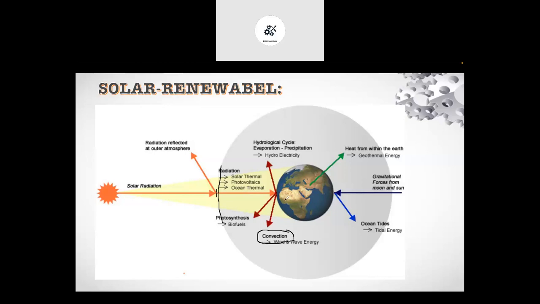Now, this is because of the solar radiation which is incident on the Earth surface, right? Similarly, because of the relationship between the Earth's gravity and the Moon's gravity, there are ocean tides. So this sun radiation is not related only to the radiation energy of solar thermal and photovoltaic applications.